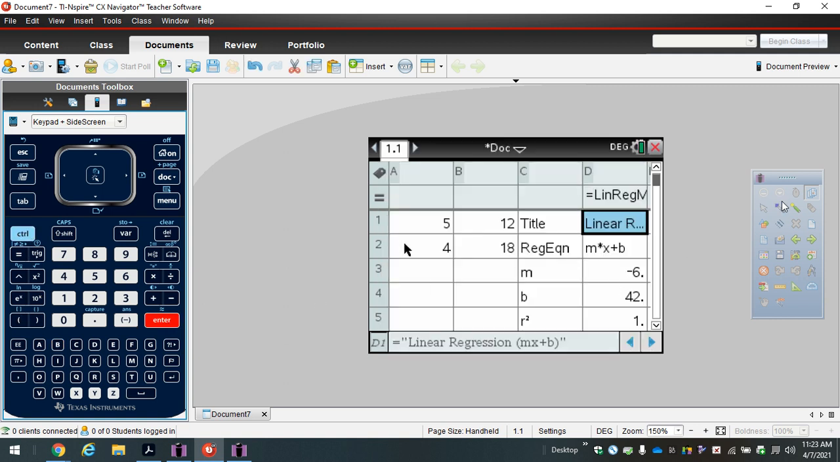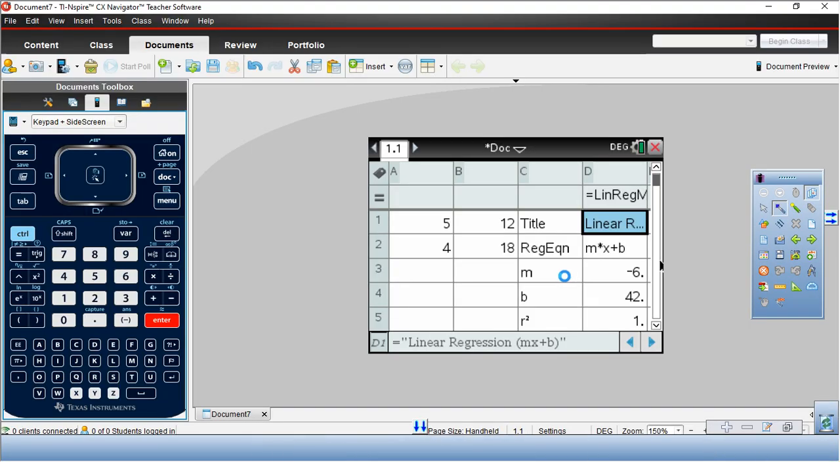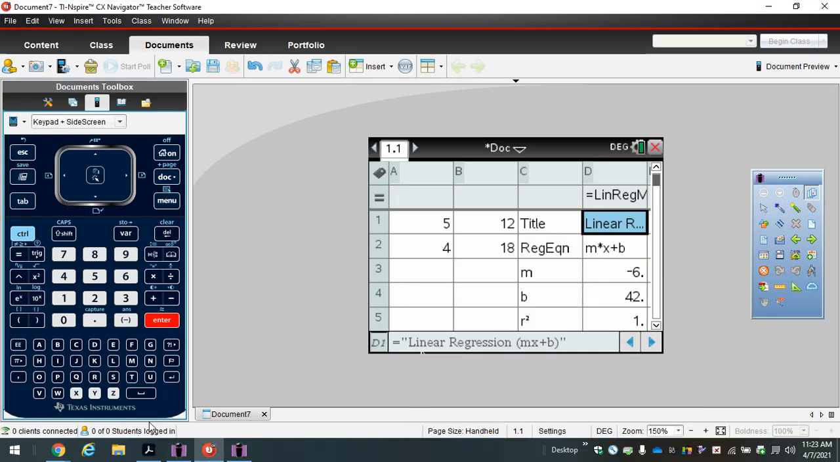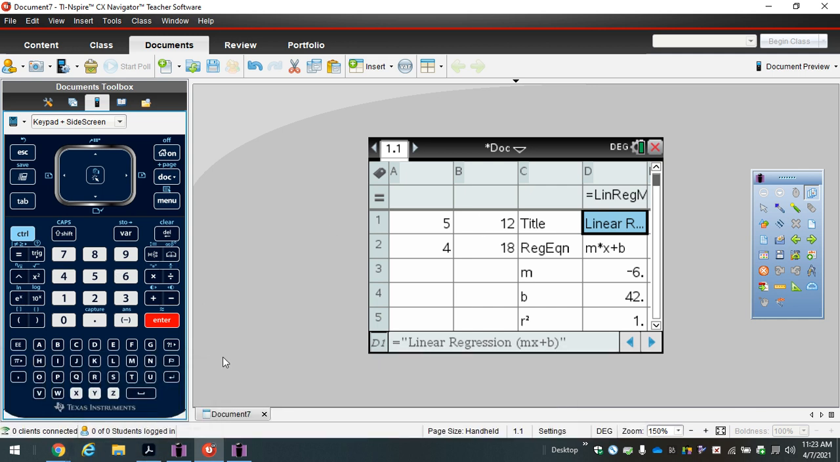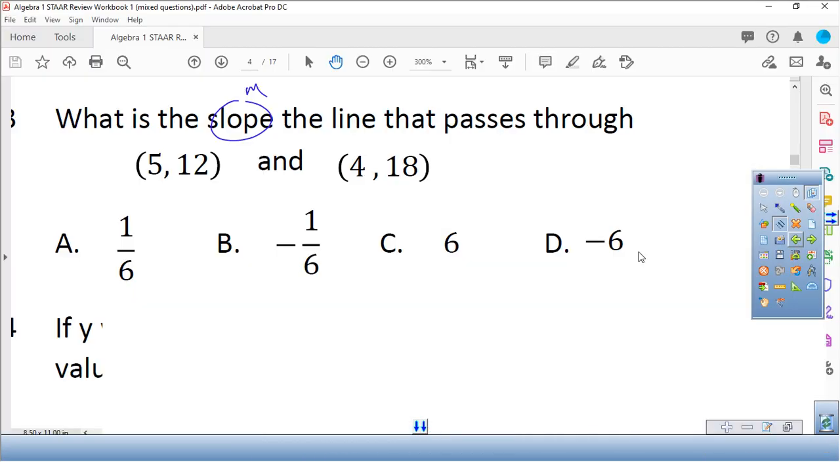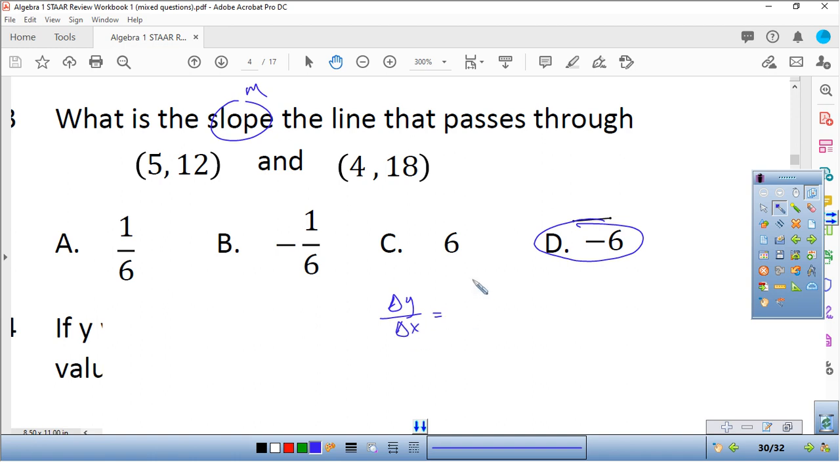And there's my slope. I'm looking for my slope, and it says my slope is negative 6. Now, okay, I'm not going to lie to you. That wasn't the fastest, but it wasn't bad, was it? That's my answer. Now I'll tell you this much. You should remember slope as change in y over change in x. You've got to be good at math there.